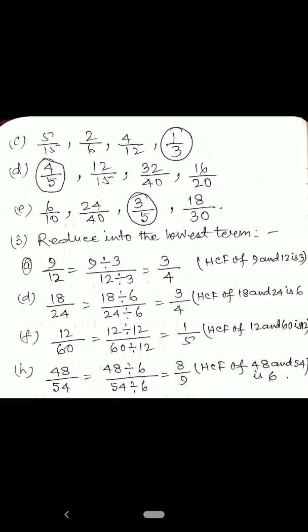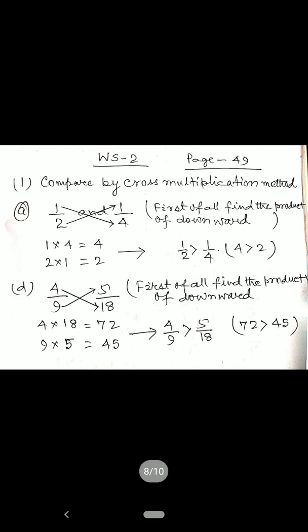Worksheet 2, page 49. Compare by cross multiplication method. 1 by 2 and 1 by 4. First of all, find the product downwards. So 1 multiply 4, that is 4. Then find the product upward. 2 multiply 1, that is 2. Here clearly 4 is greater than 2. So 1 by 2 is greater than 1 by 4.